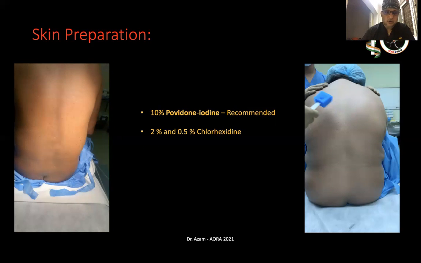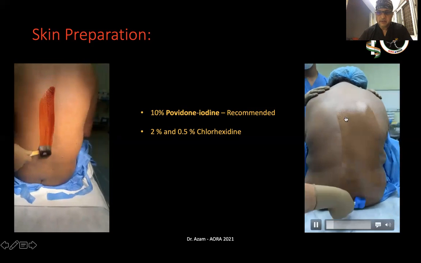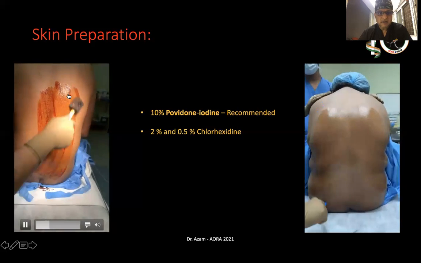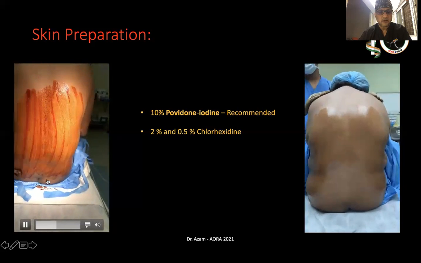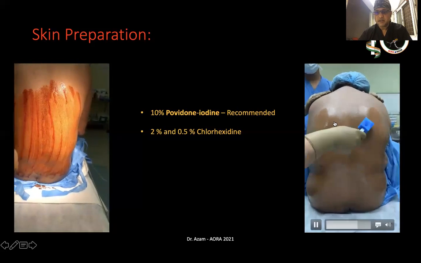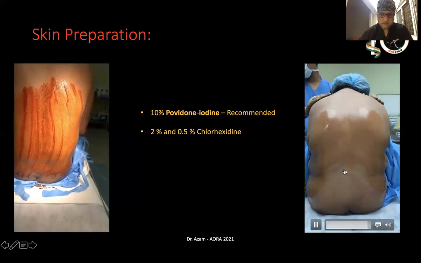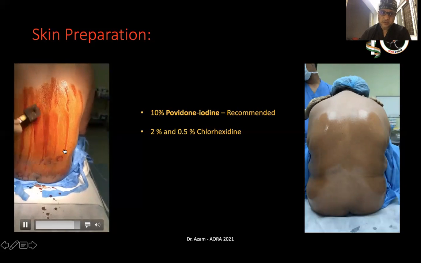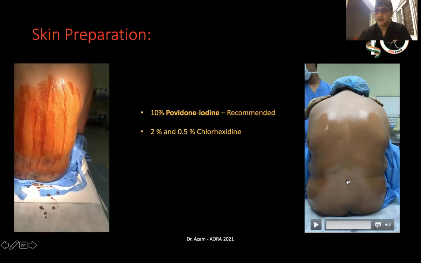Now I will just show you how to clean the back. Here on the right I'm using chlorhexidine, and here on the left I'm using betadine. The first paint is done almost from the infrascapular line to the gluteal cleft. The same thing happens with the chlorhexidine. The second paint will be within the first paint, and same way here with the chlorhexidine.